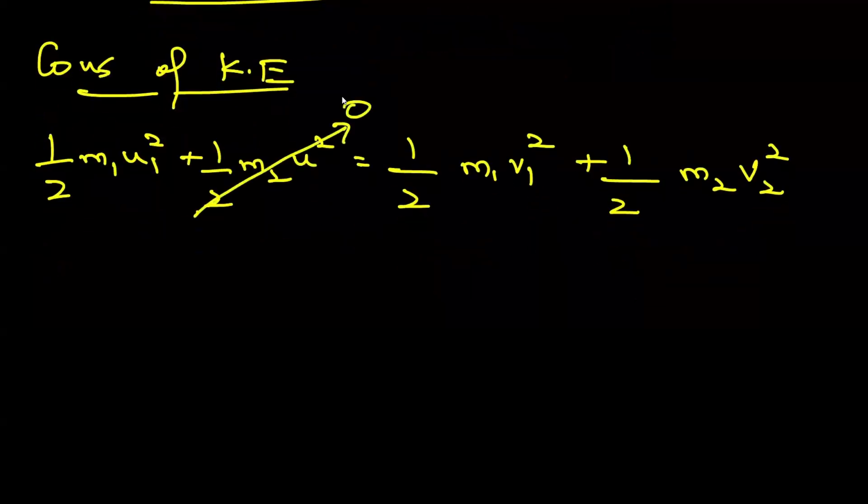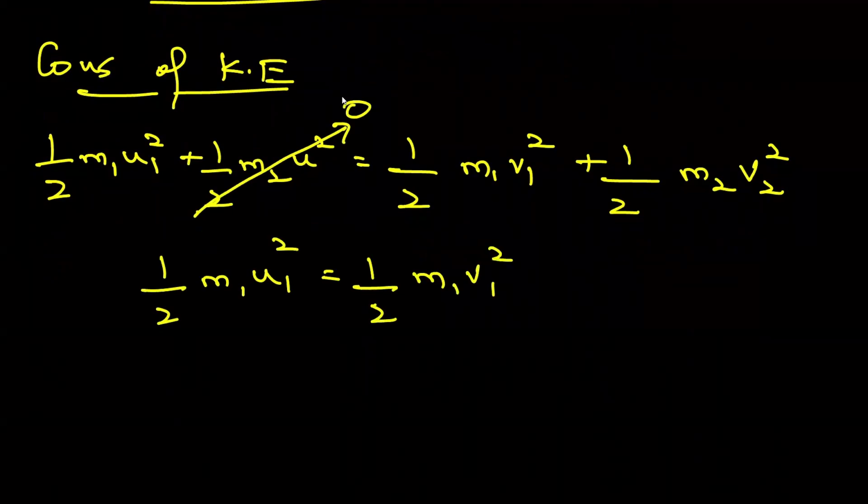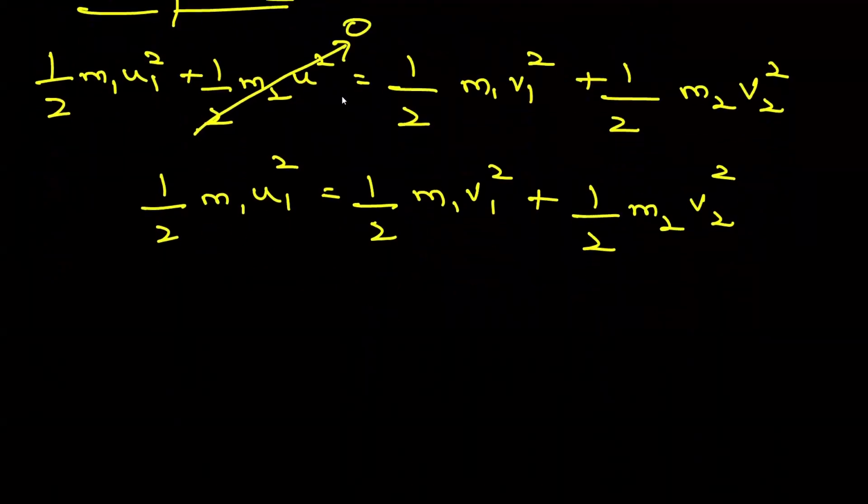This becomes 0, which means on the left-hand side, only one term remains, which is nothing but half m1 u1 square. On the right-hand side, both the terms remain: half m1 v1 square plus half m2 v2 square. Now, in the previous step, we used to always assume v1 is equal to v2. We are not doing that here, if you're able to recall. But I'll go one more step here.